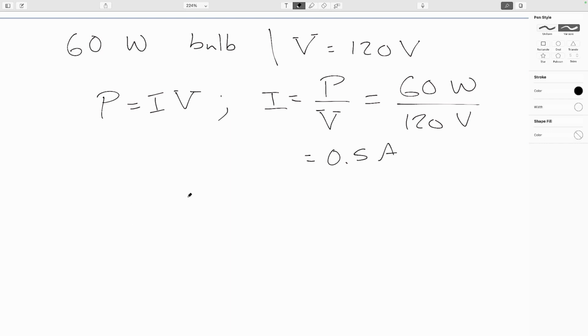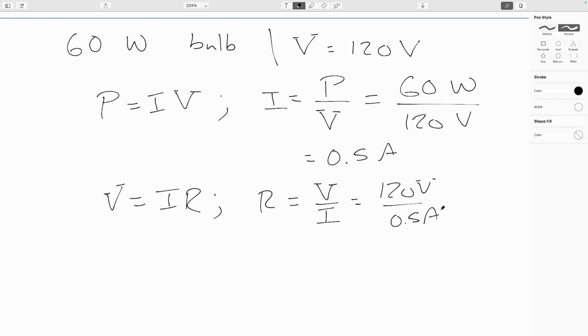From that, we can go ahead and figure out the resistance. There are many ways we could do it, but I'll just go ahead and say V equals I times R. So R is V over I. So this will be 120 volts over our 1/2 amp current. Means that that old incandescent light bulb had a 240 ohm resistance. Now remember, this current here is the RMS current.